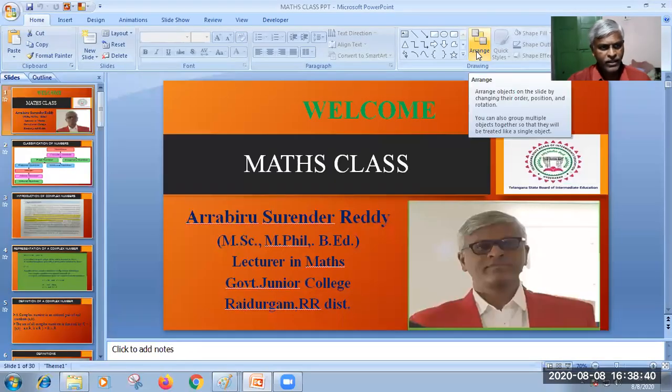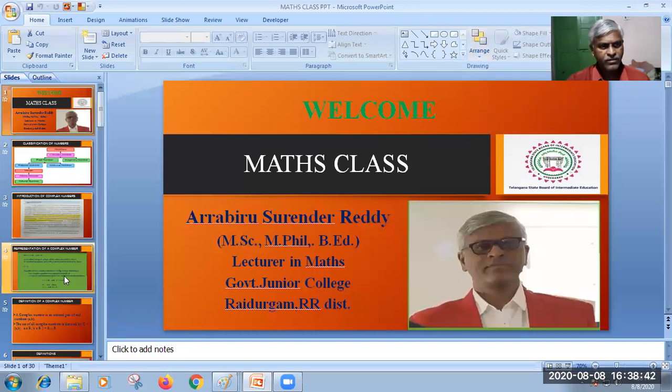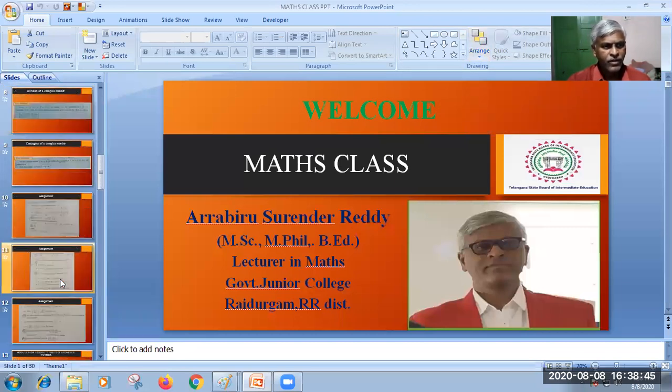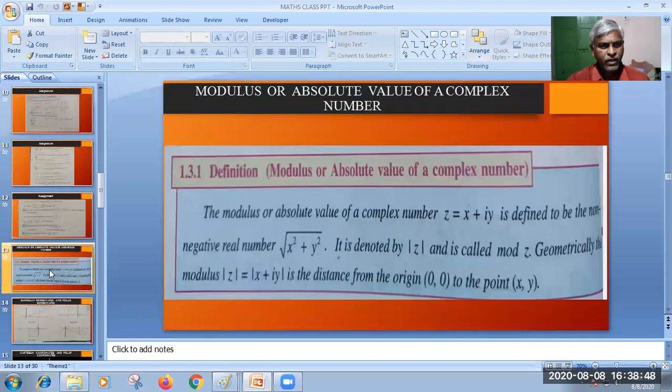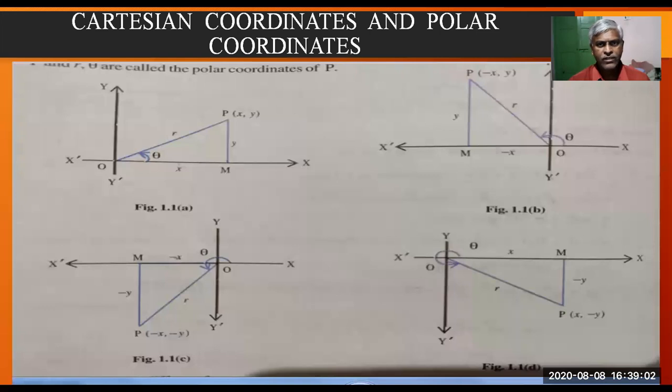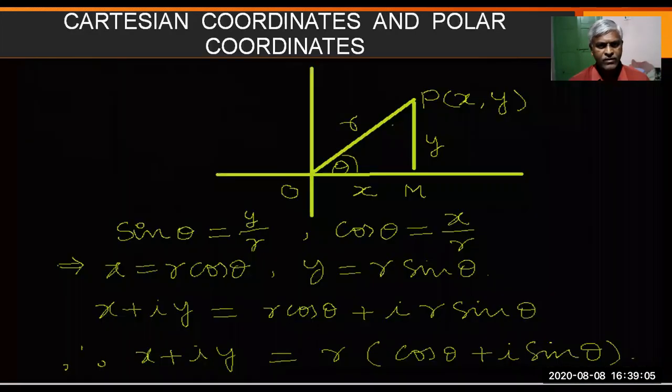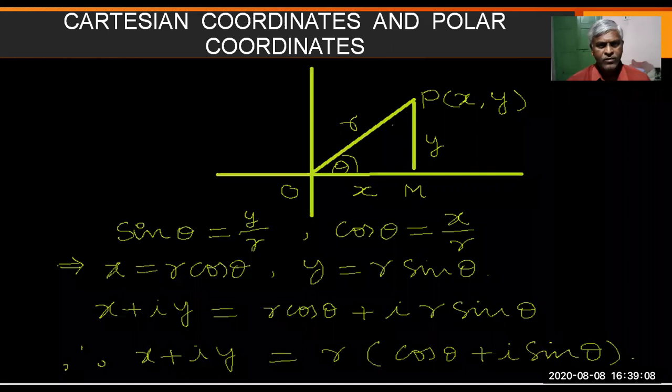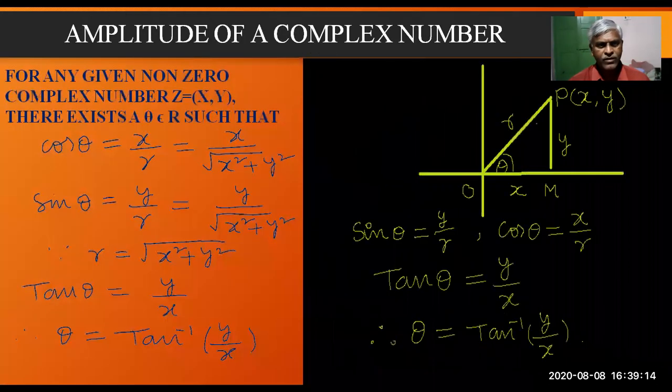Let us recapitulate the previous class. In the previous class, we have discussed the modulus or absolute value of a complex number, and Cartesian coordinates and polar coordinates. x plus iy is equal to r cos theta plus i sin theta. The amplitude of a complex number, that is theta, is equal to tan inverse y by x.